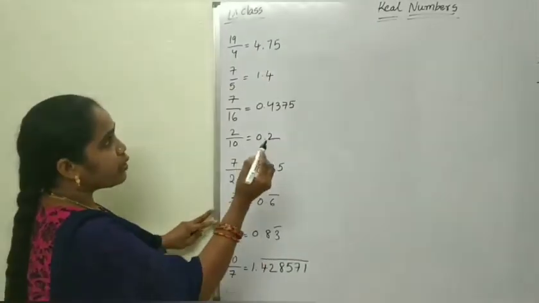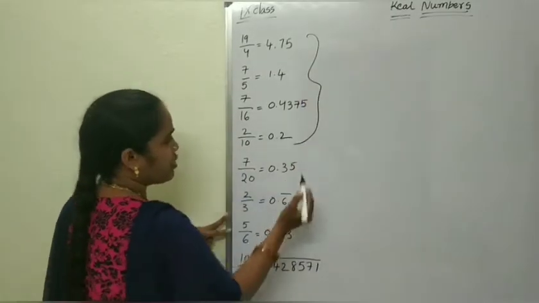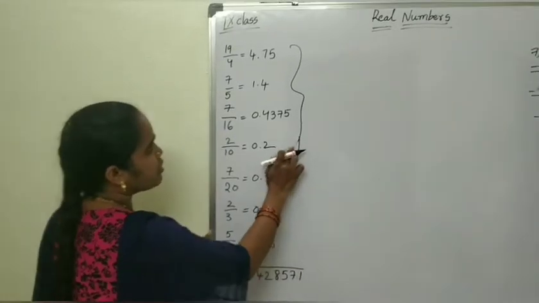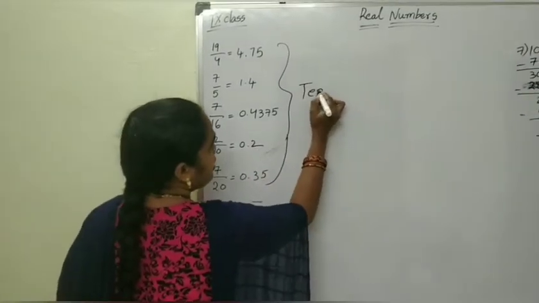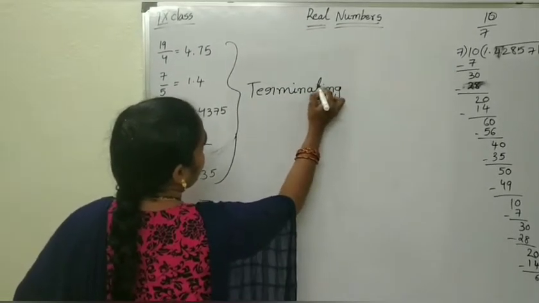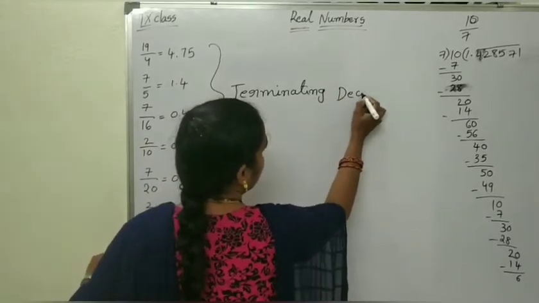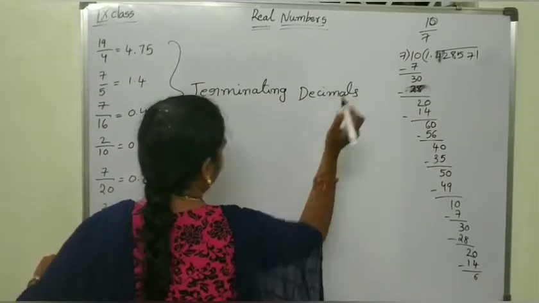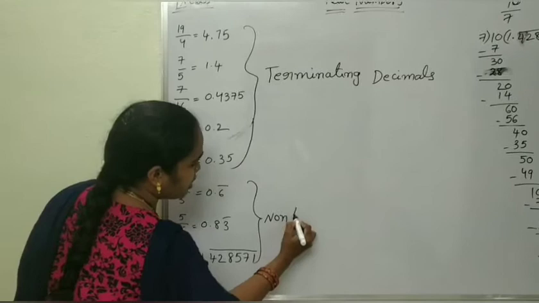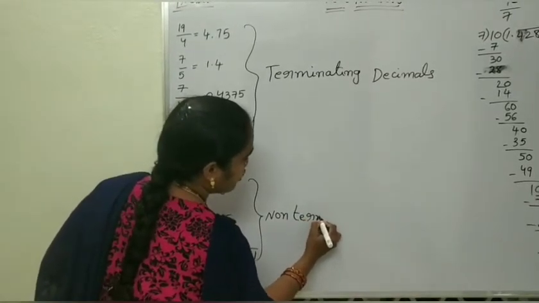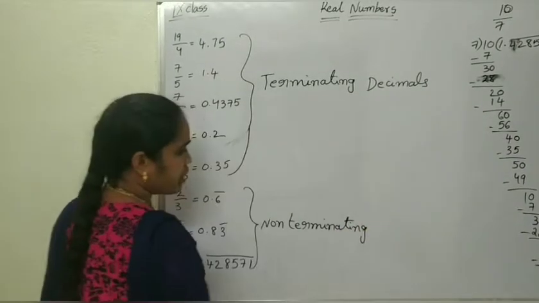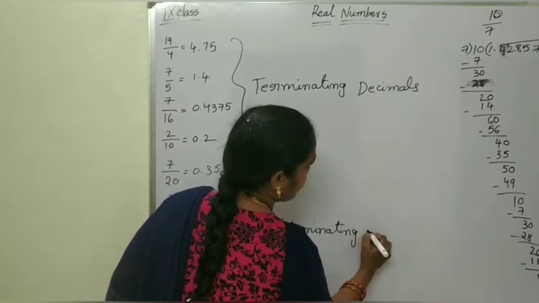So now we got 2 types of decimal forms. What are those? Terminating. These are terminating decimals. And what are these 3? Non-terminating. Non means not terminating. Non-terminating recurring decimals.